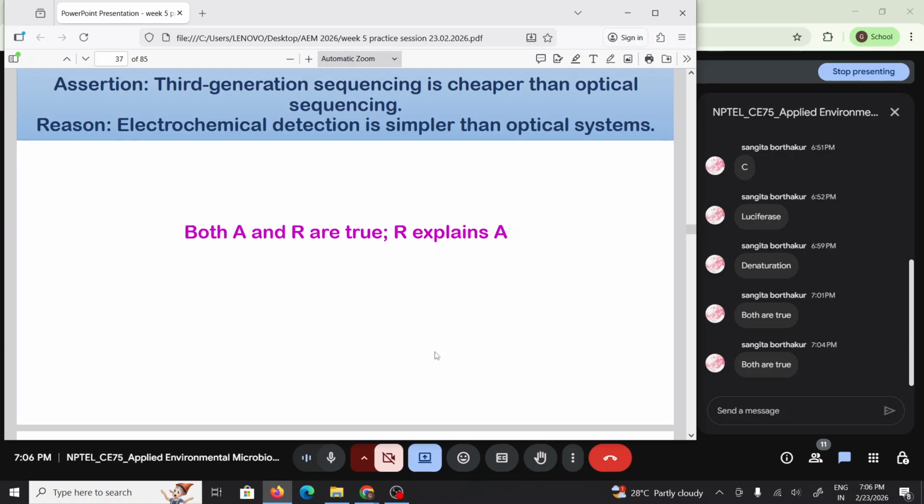The reason why third generation, which is electrochemical based sequencing, is cheaper than the second generation or the optical based sequencing system.